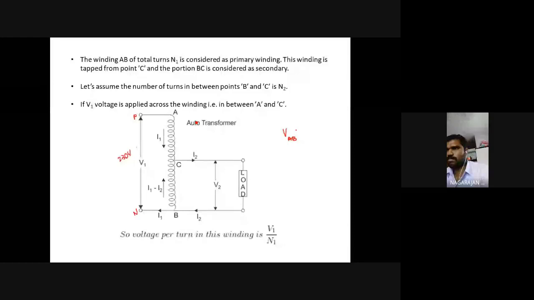Can anyone answer? Very good. The voltage depends, because they are connected in parallel. So what is the voltage across B and C? How do you know this? I'll show you the answer. 230 is the answer for this question.